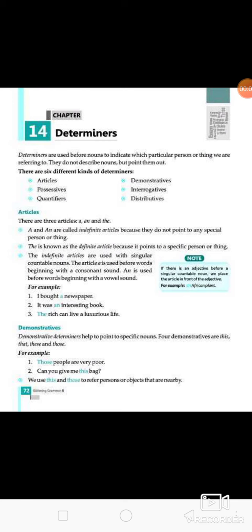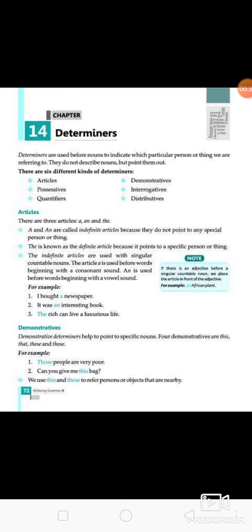Determiners are used before nouns to indicate which particular person or thing we are referring to. In that sense they can also be called fixing words, which determine a noun. That's why we call them determiners. They do not actually describe a noun, but they point them out. They are pointing words. That is why there is a slight difference between determiners and adjectives.